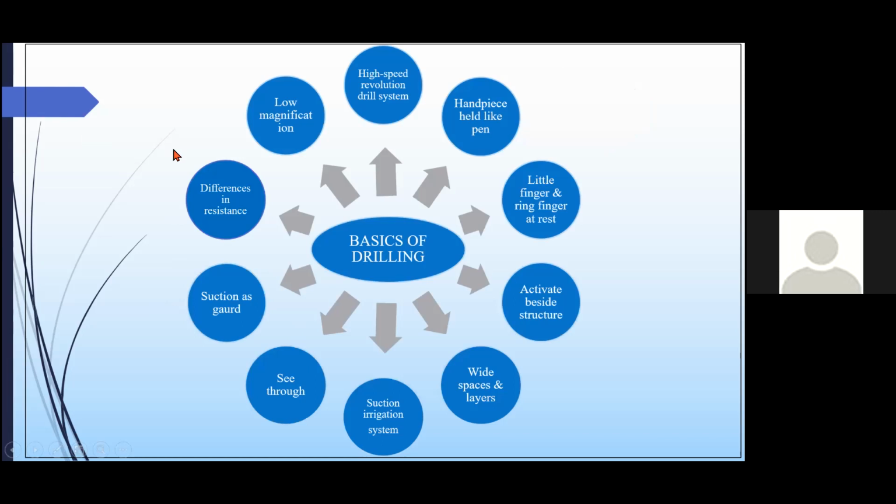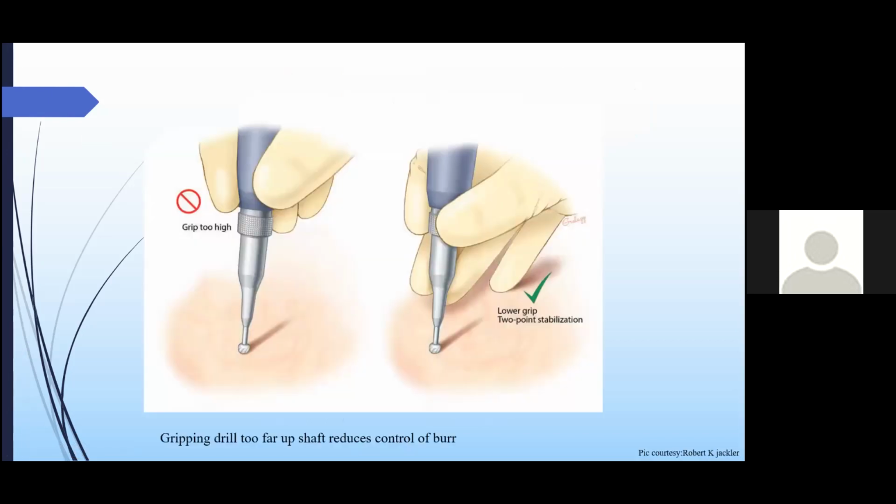So one must start the drilling keeping these things in mind: a high speed drill system of at least 40,000 revolutions per minute should be there. And the handpiece should be decided, whether you want to use angled or straight. Most of the time a straight handpiece is used. The technique of holding a handpiece is also very important when we are carrying out mastoid drilling. Let me show that first.